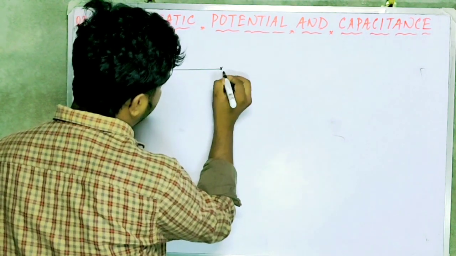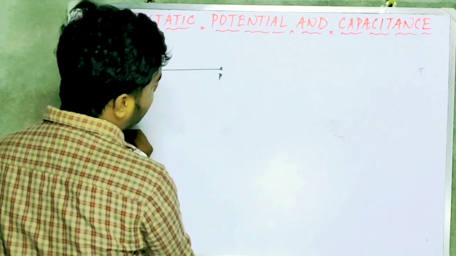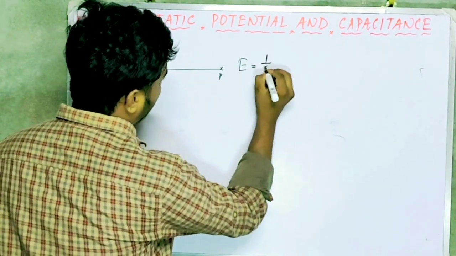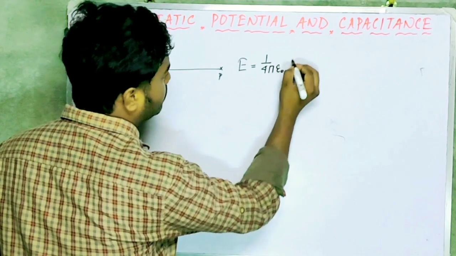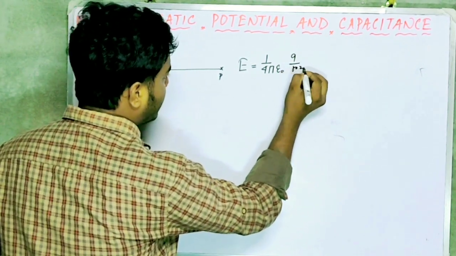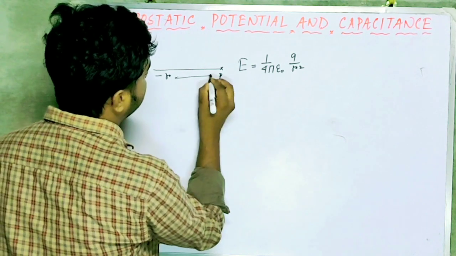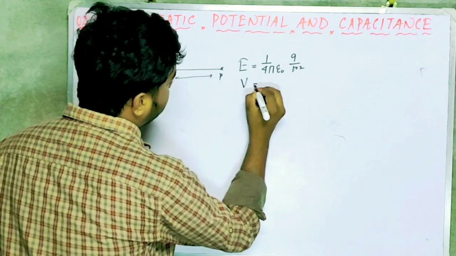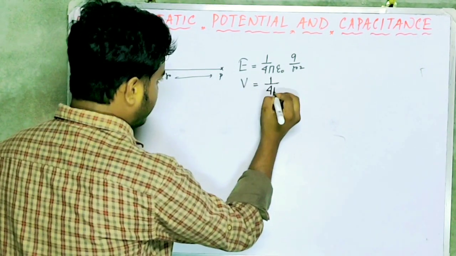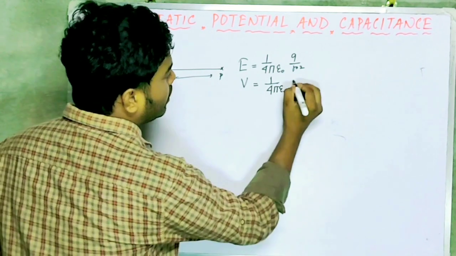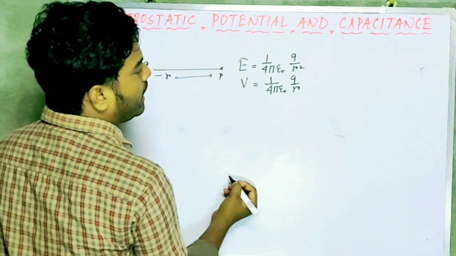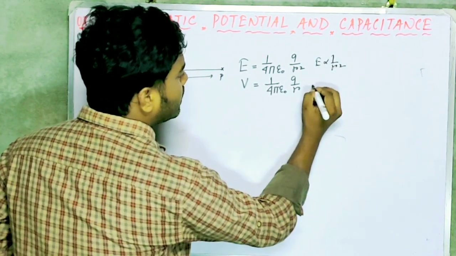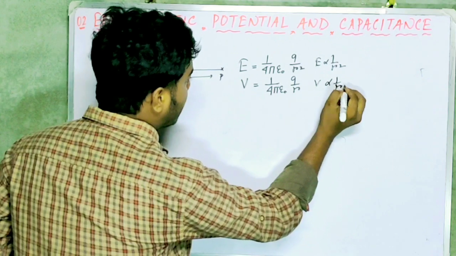All of you know, if there is a point charge plus q and you have to calculate electric potential at point P, what will be the value? The expression of electric field at first is 1 by 4 pi epsilon naught, amount of charge by separation square. Suppose this separation is R. Now what is the value of electric potential here? The value of electric potential is 1 by 4 pi epsilon naught Q by R. In case of electric field, E is proportional to 1 by R square and V is proportional to 1 by R.